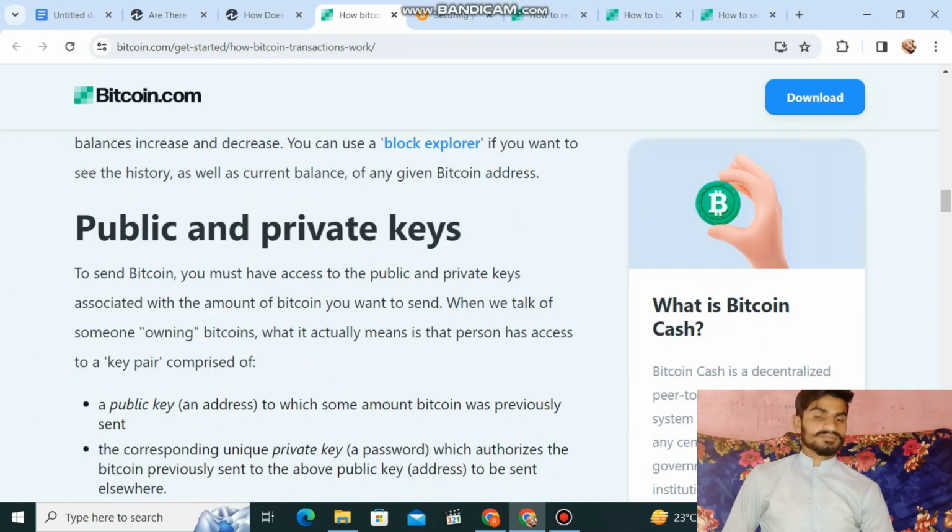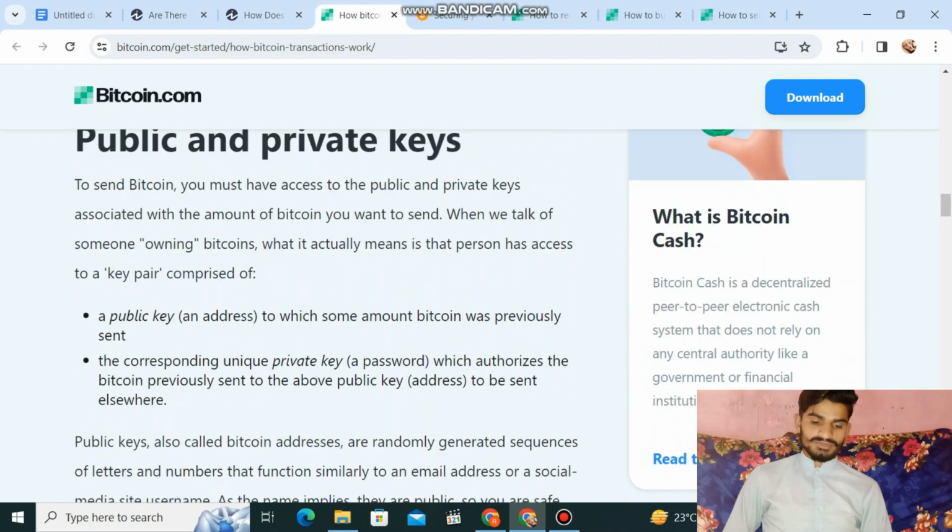Public and private keys. To send Bitcoin, you must have access to the public and private keys associated with the account of Bitcoin you want to send. When we talk of someone owning Bitcoins, what it actually means is that person has access to a key pair comprised of a public key, an address to which some amount of Bitcoin was previously sent, and the corresponding unique private key, a password which authorizes the Bitcoin previously sent to the above public key address to be sent elsewhere.